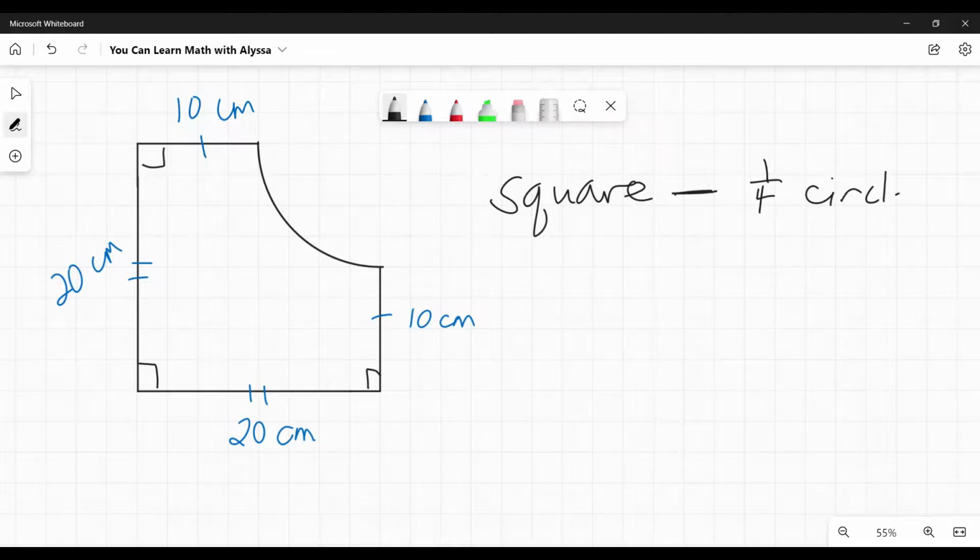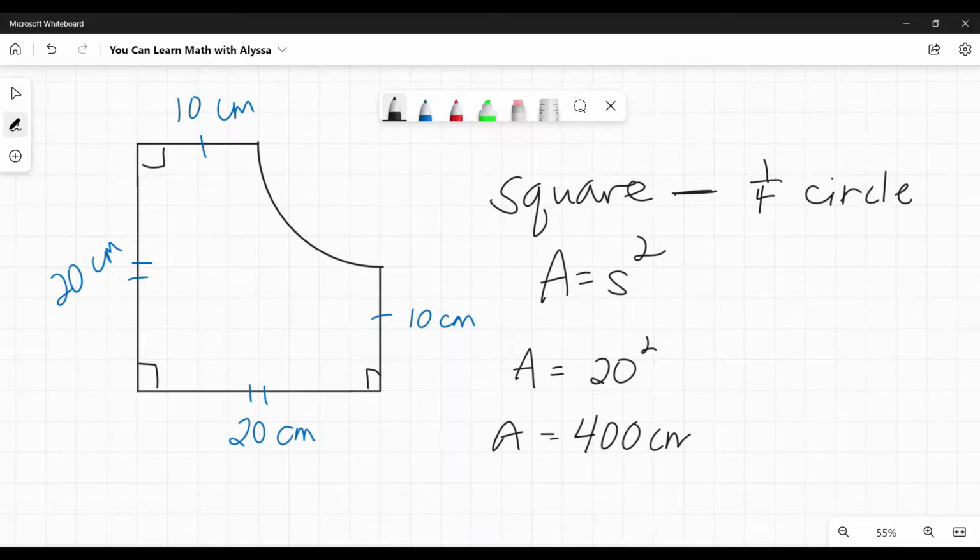All right, so now I need to find the areas for those pieces. So our square here, we have area of a square. You'll often see it as area equals s squared, side squared. So our side here of our square is 20. So the area is going to be 20 squared, 20 times 20. Our area is 400 centimeters squared. Don't forget those units squared.